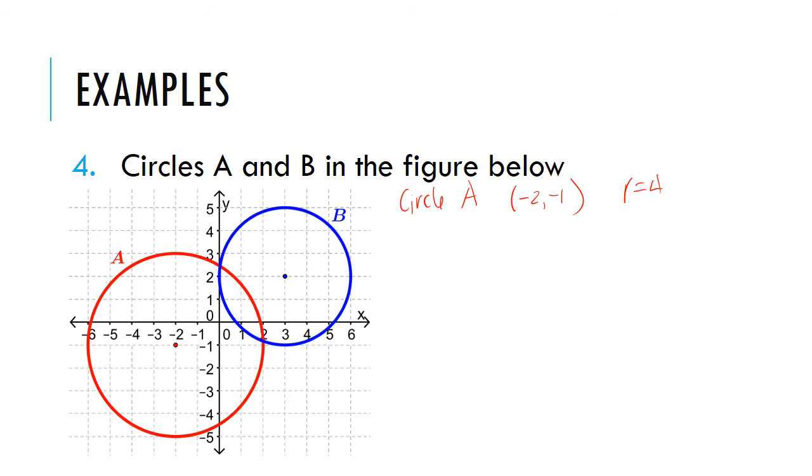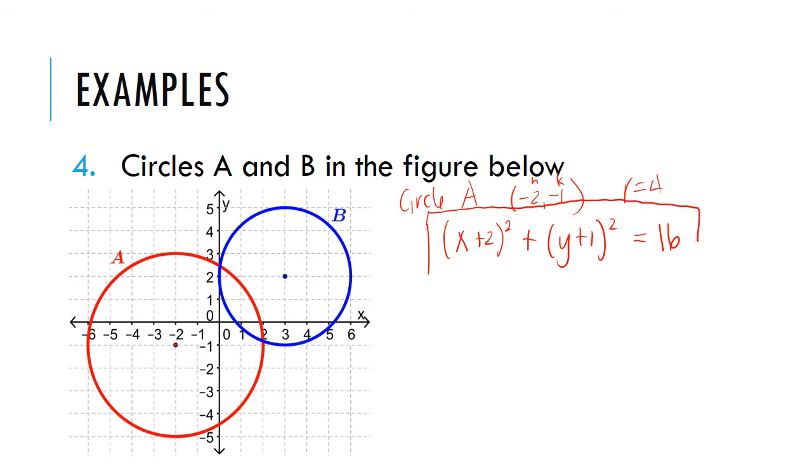I'll erase this. And therefore, our equation, I'll do it directly: x minus negative 2, which is positive 2, squared, plus y minus negative 1, which is positive 1, squared, equals r squared, which is 16. 4 squared is 16. So this is the standard equation for circle A.